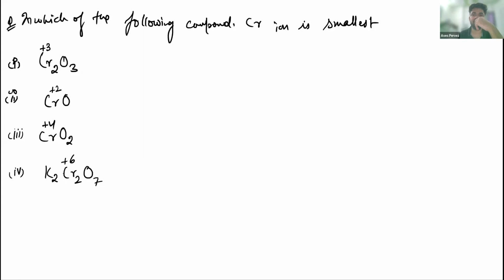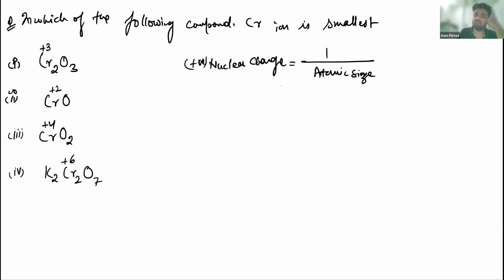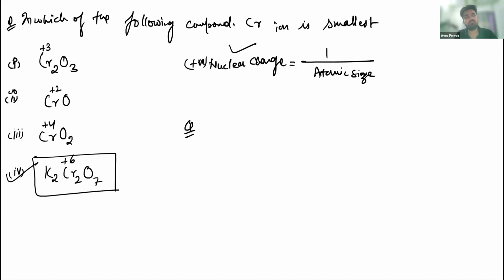Lena? What we have learned: the nuclear charge is inversely proportional to atomic size. And nuclear charge is actually the positive charge we are talking about. So greater the nuclear charge, smaller will be the size. So in this, the chromium is going to have a +6 charge. This is simple. Why are you not getting this one? The next question. Are you there? Why are you not replying?